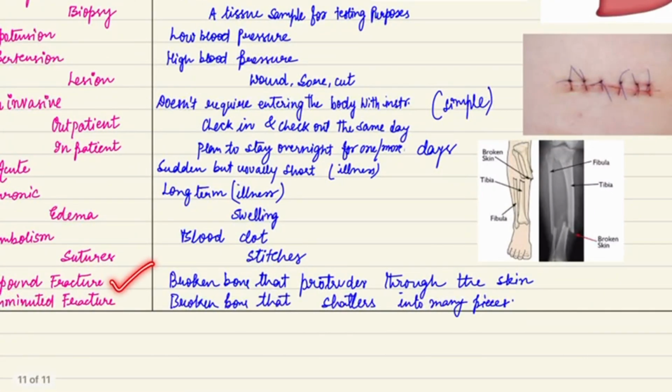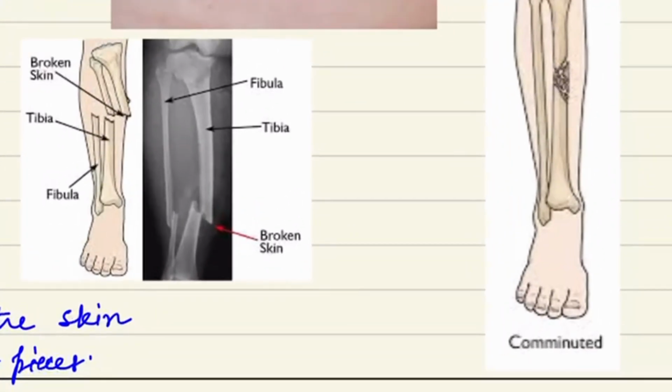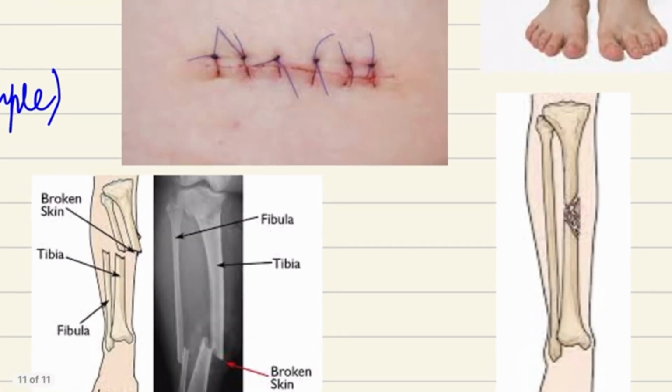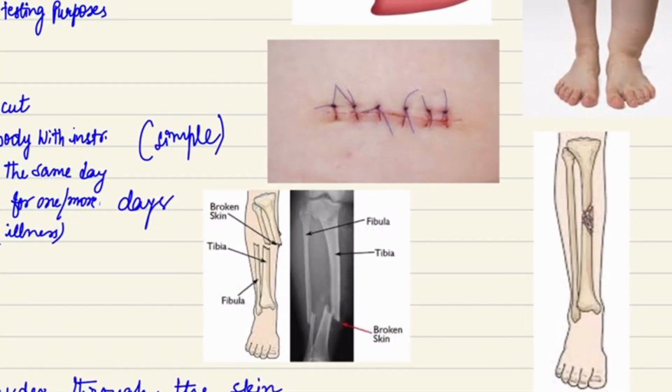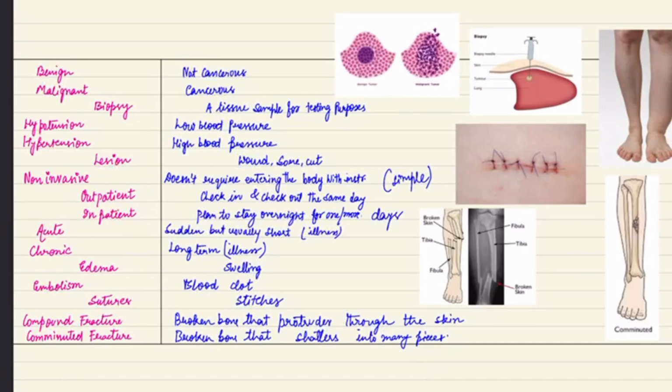Broken skin, and the broken bone protruding out of the broken skin, is called a compound fracture. For the comminuted fracture, we have bone that shatters into many pieces. In this diagram you can see how comminuted fractures are depicted. You can see this part of the bone is completely broken and you can see the small particles. It means the bone has been shattered all through. Okay, perfect. So these are the basic medical terminologies you need to remember in the beginning itself.